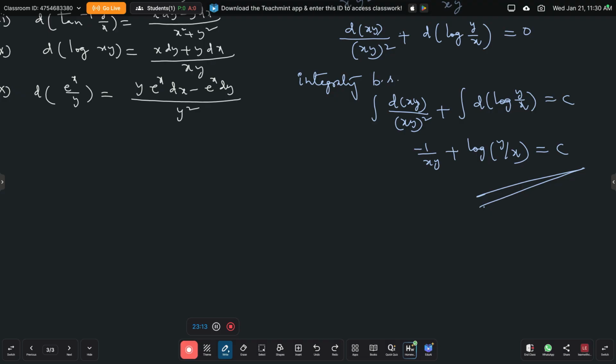Let us see one more example. Solve y dx minus x dy plus log x dx equal to 0. Now, as you see here, it is very clear that ∂M/∂y is not equal to ∂N/∂x. This is not an exact differential equation.